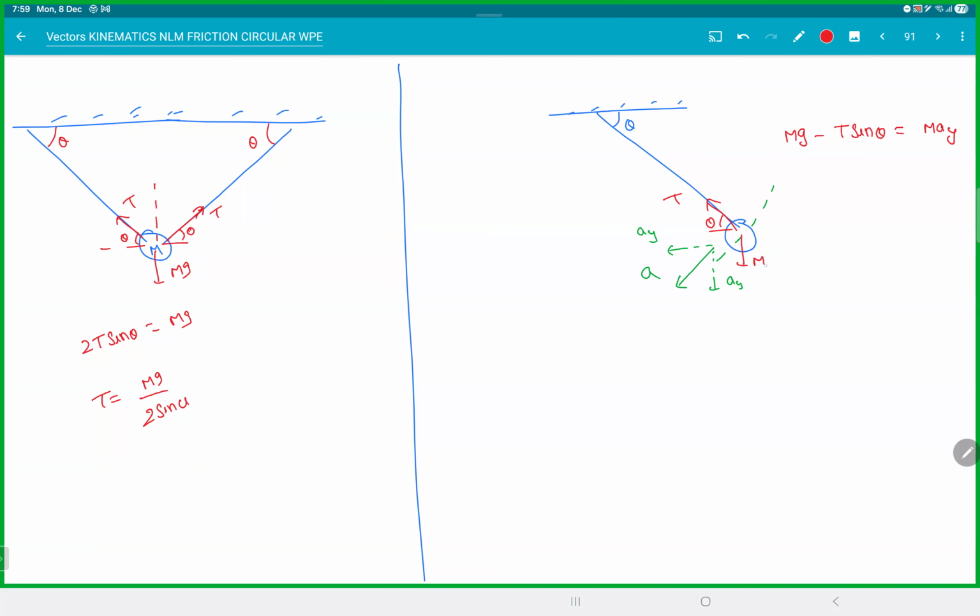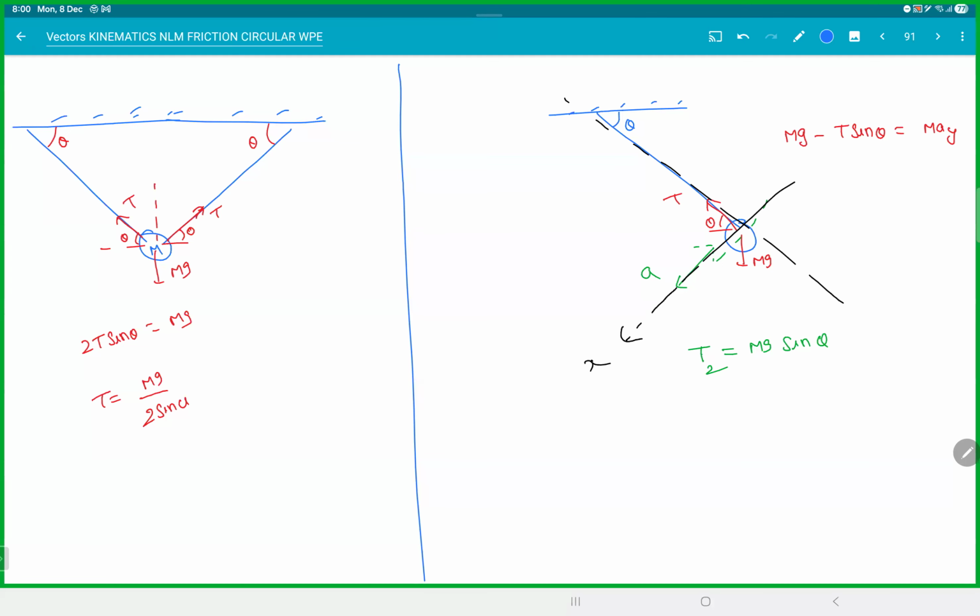So how do we solve this? Since acceleration is in this direction, we resolve the forces along the acceleration and perpendicular to it. So treat this as x and y. That makes your life easy. There is no acceleration along the string, because initially velocity is 0, so there's no centripetal acceleration. So we can write T is equal to mg, with this angle being 90 minus theta, so mg sine theta. There, that's your tension. So initially it was mg by 2 sine theta, now it is mg sine theta.